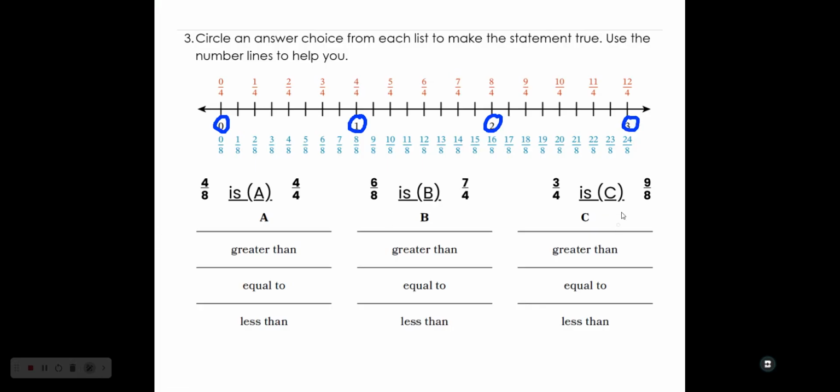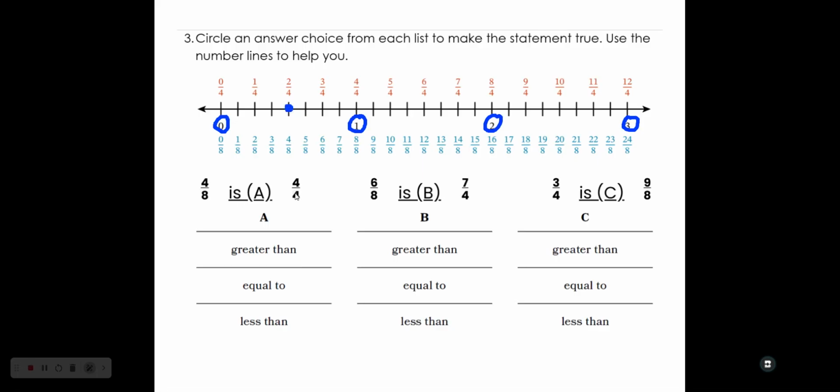So it gave me three comparison fractions. All I have to do is say, is it greater than, equal to, or less than? So let's get started. So the first one they have is 4/8, right? So let me find my 4/8. Oh, my 8s are down here. So 4/8 is right here. I'm going to go ahead and plot that right there.